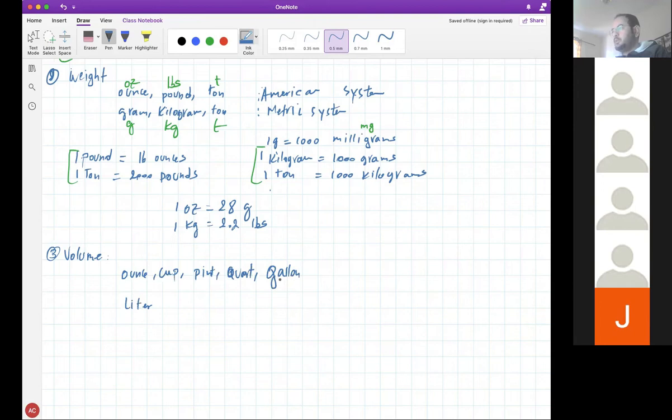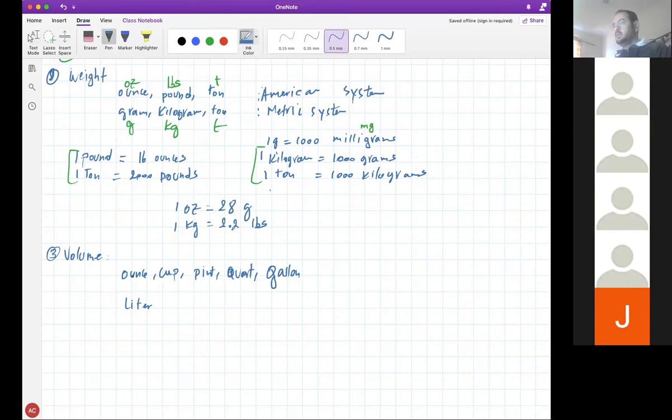What else? Is there something bigger? These are good enough. These are the main ones. There are some even bigger ones, but for volume, that's it. It goes from ounces to gallons. So we can use gallons for even measuring the volume of lakes or something, millions of gallons and so on. So that's good enough.